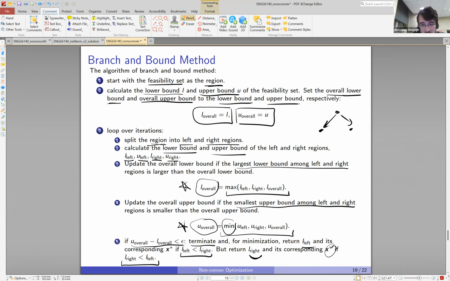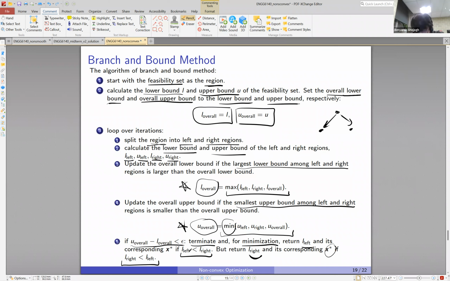So X star is the optimum optimization variable, and F star, which is either here L right or L left, is the optimum function value, cost value. And this is for minimization. And why do we do that, by the way? Of course, for minimization, we want smaller F star. That's why if L left is less than L right, we return L left and its corresponding X star. If L right is less than L left, it means that its F star is smaller. So return that and its corresponding X star.